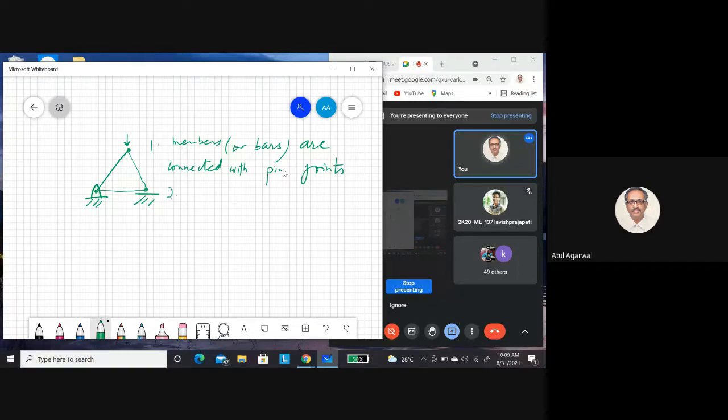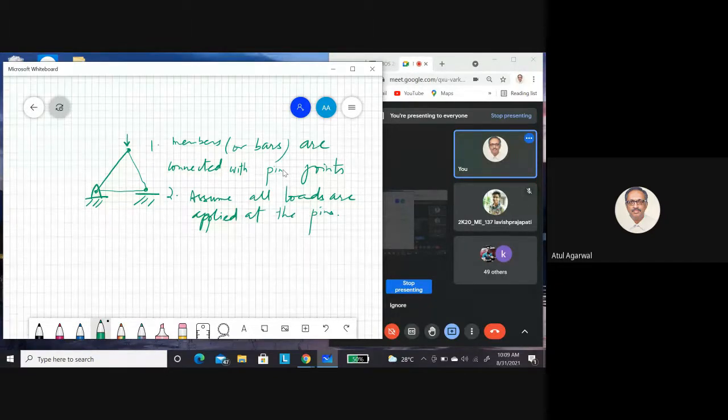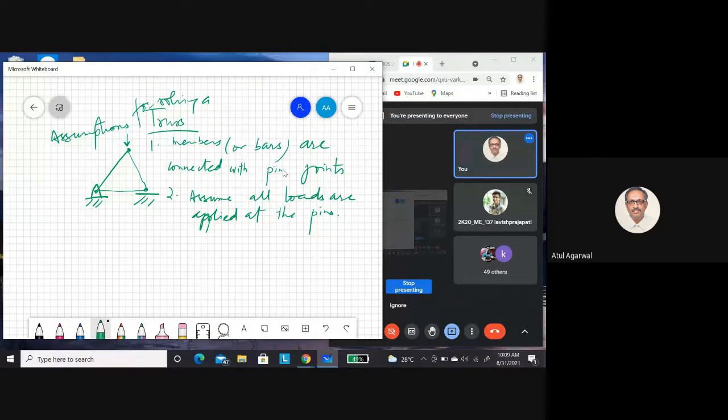Other thing is, assume all loads are applied at the pins. So these are the assumptions for solving a truss. Solving a truss means finding internal forces in the bars.